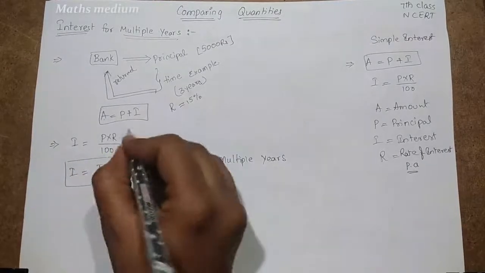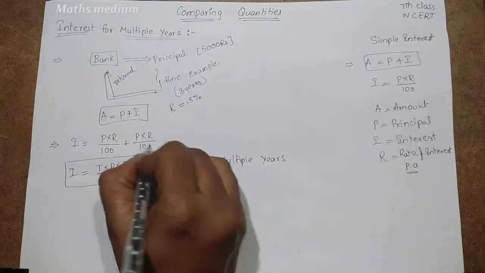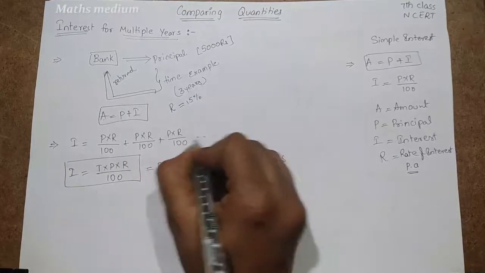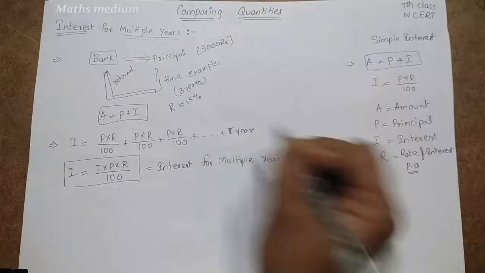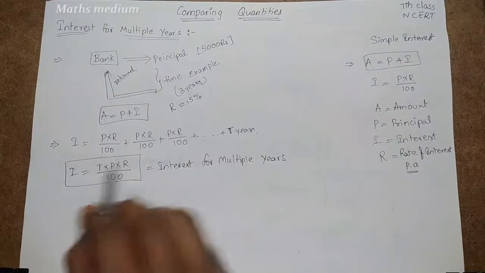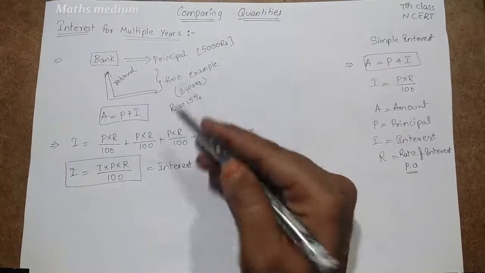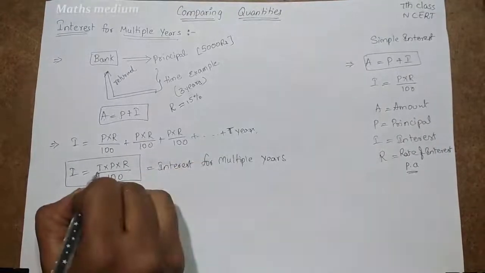If in case another 1 year is added, how are we going to write it? Again, P into R by 100. If there are T times of years, we write it as T into P into R by 100. So, for T years, T might be 1 year, 2 years, 3 years, 4 years and so on. That's why I am taking T here for time.